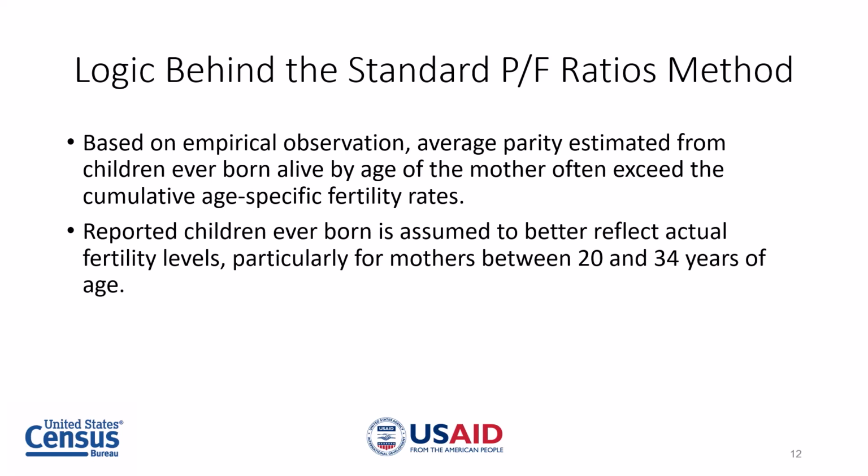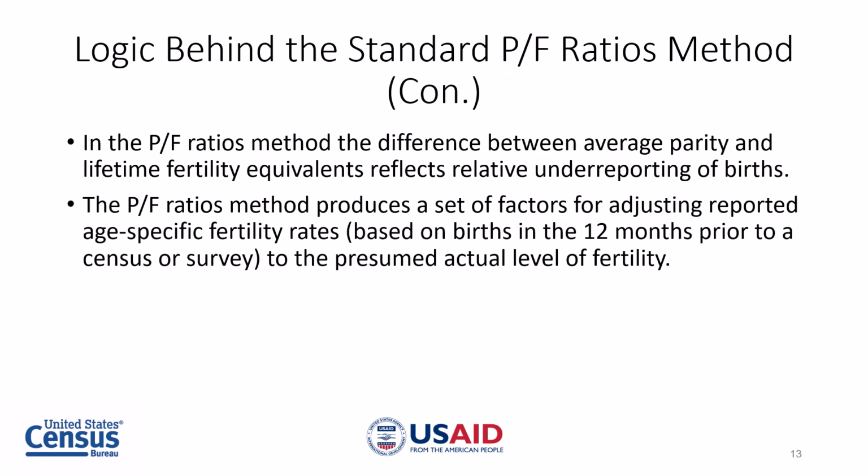later in this module. The PF ratios method assumes that the difference between average parity and cumulative age-specific fertility rates reflects relative underreporting of births during the prior year, which is the measure we are evaluating and adjusting if necessary to better reflect the level of obstetric risk in maternal mortality or pregnancy-related mortality measures.